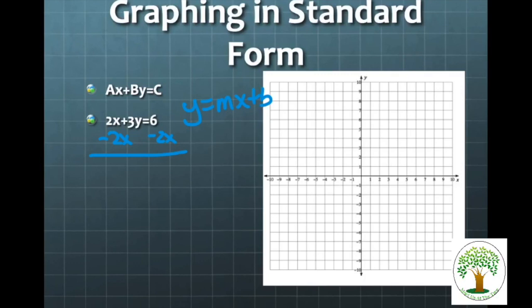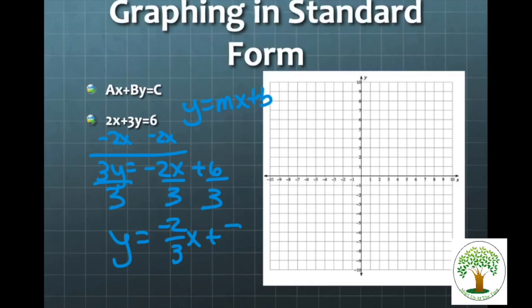When doing that, I'll have 3y equals, this is not a like term, so I need to put my 2x first, plus my 6. That way I can have my slope be first, with the slope right there. Dividing by 3, dividing by 3, and dividing by 3, we have y equals negative 2/3 x, and these reduce down to 2. This we can graph. We can graph this at 2 as the y-intercept. We have it right there.